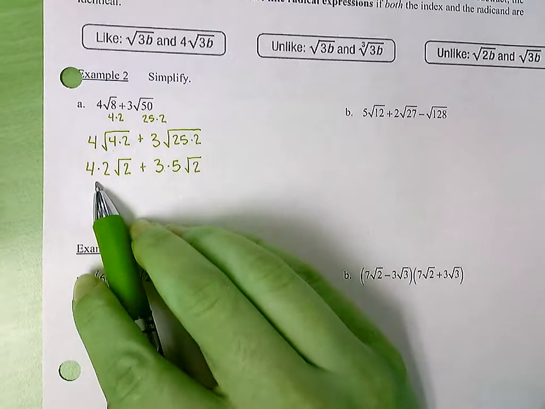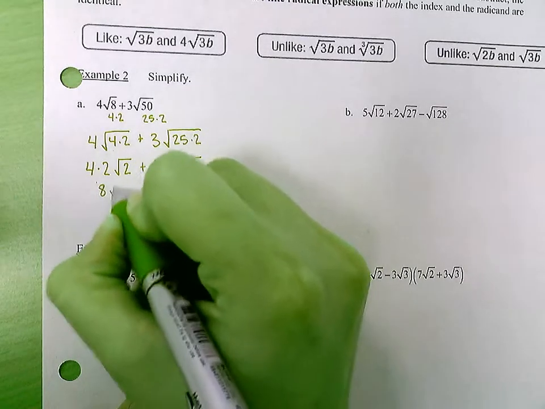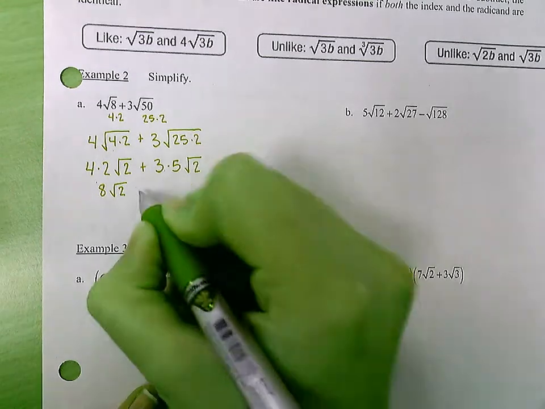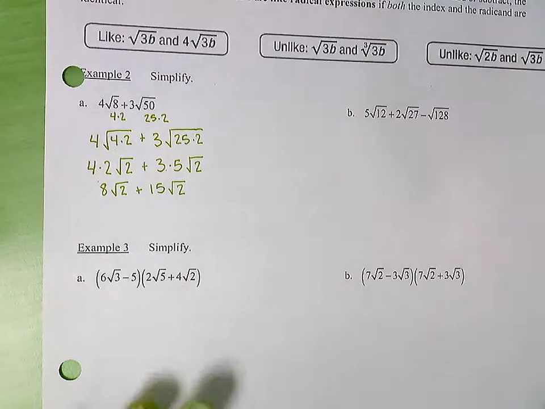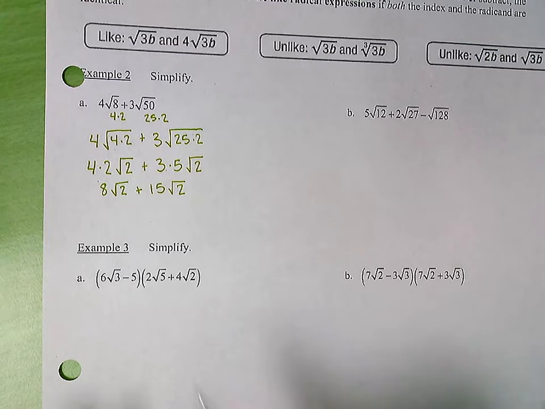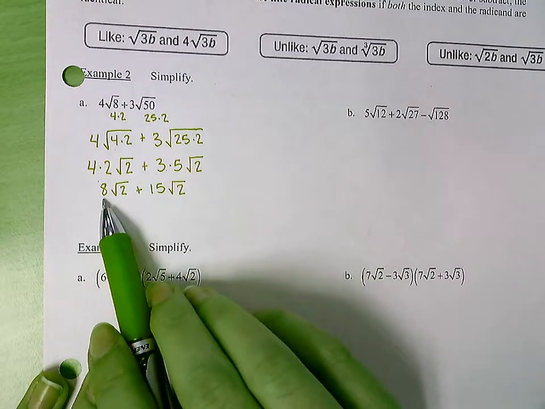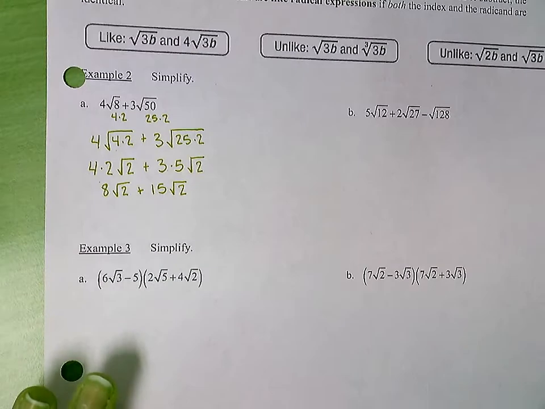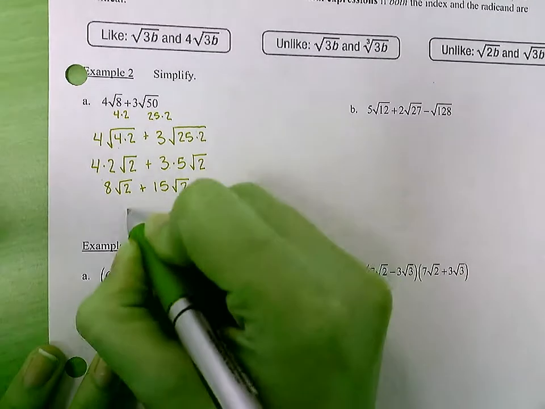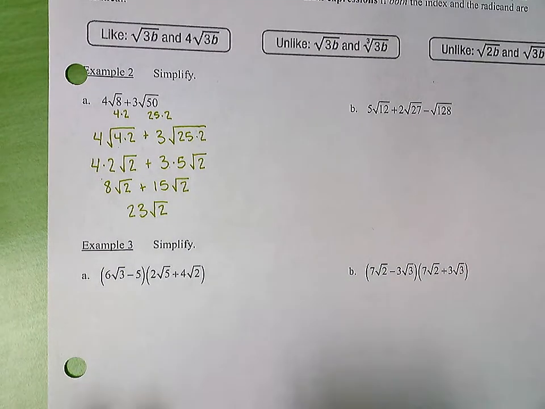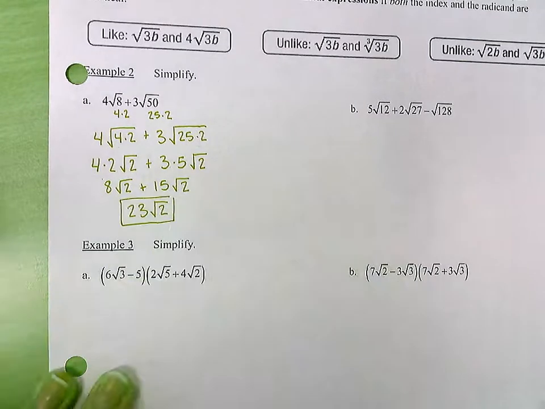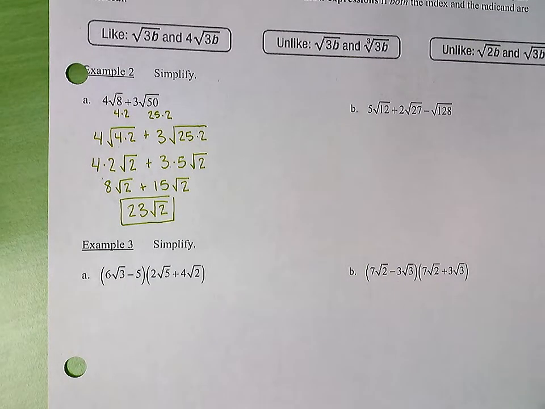Okay. So I have 4 times 2 is 8 times the square root of 2 plus 3 times 5 is 15 times the square root of 2. Are those two radicals like terms? Yes, so I can combine them. Both of them are the square root of 2, so I can add together that number on the outside. Okay? So I'll get 23 and keep that square root of 2. Questions?